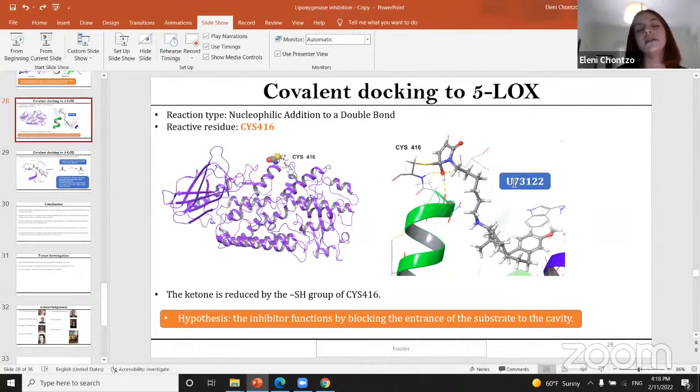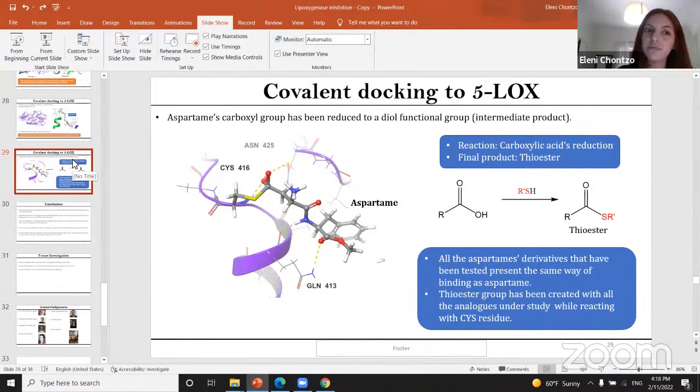This inhibitor does not present so low an IC50 value. So we thought that maybe our inhibitor could also act like that, because it also has an important IC50 value.